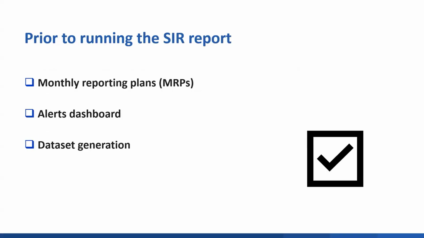So prior to running the SIR report, I have three big categories that I personally like to check. You can also check these after you run the report, but I like to check them prior to running a report to save me some time. And those three are monthly reporting plans, I check alerts, and then I check data set generation. And we'll go through each of these in detail. And just for reference, this part of the presentation is also applicable to other HAI SIR reports, not just LabID. Next slide.